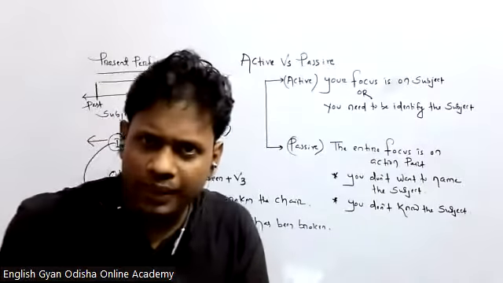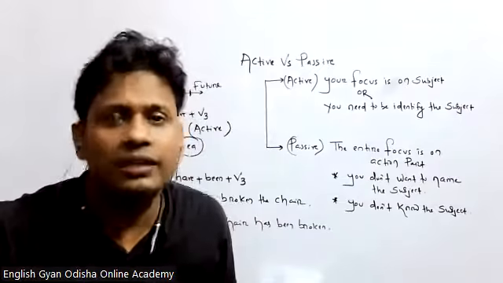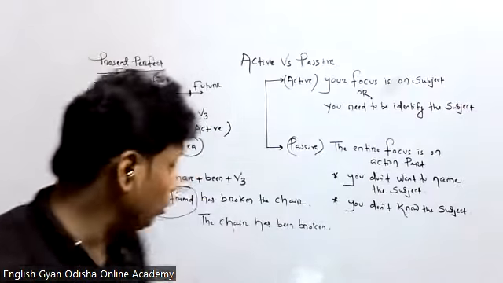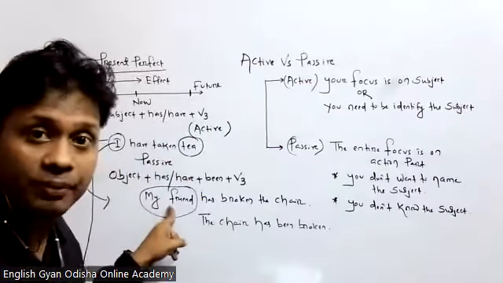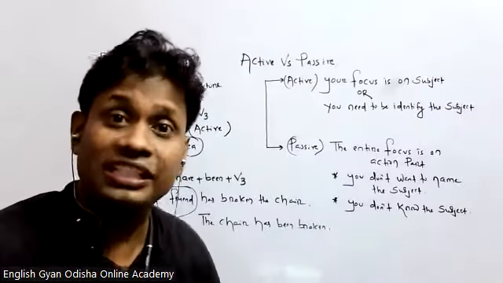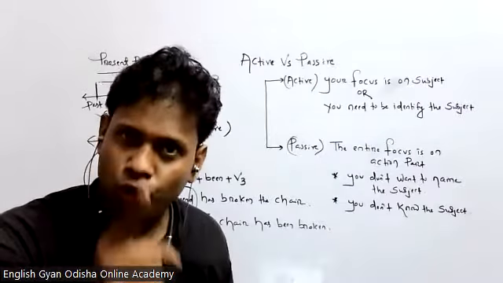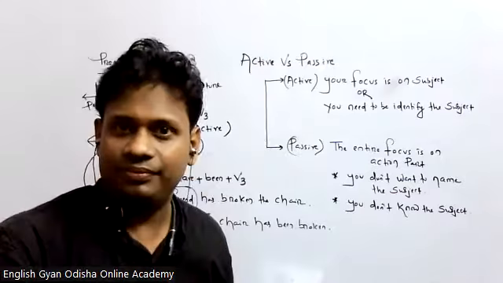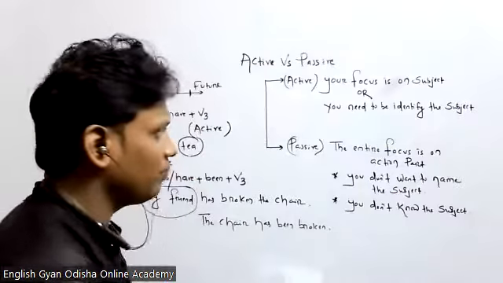That means if we say in Odia, the chair has been broken, who broke it, I don't know, because you don't want to identify your friend. So in your life you can come across so many situations where you don't want to name the person.